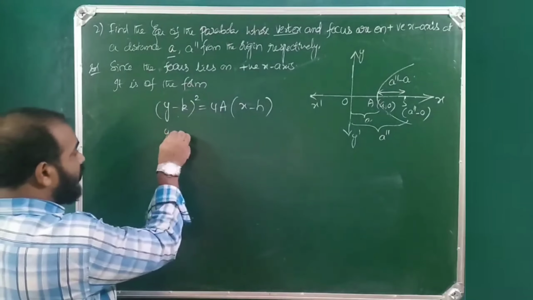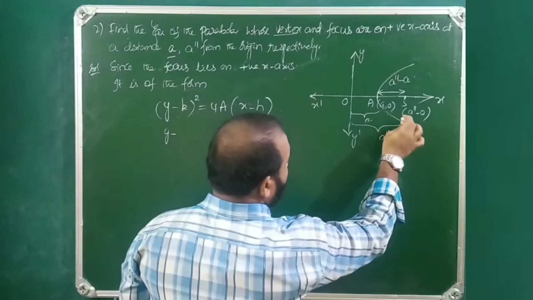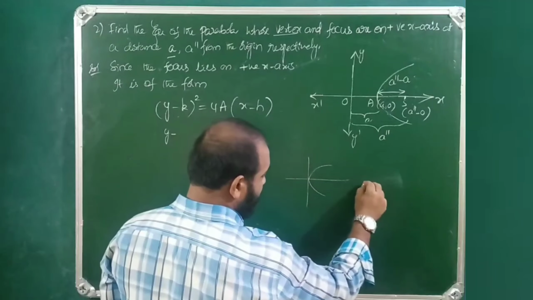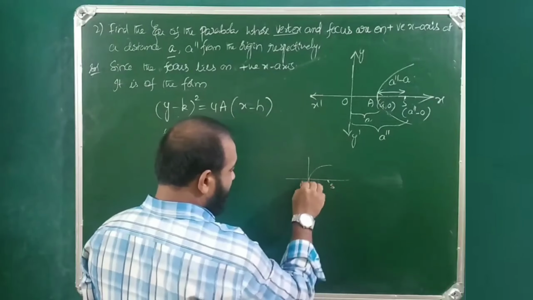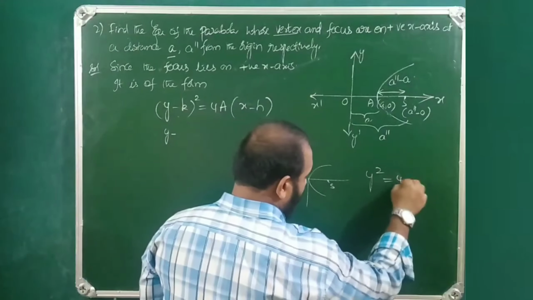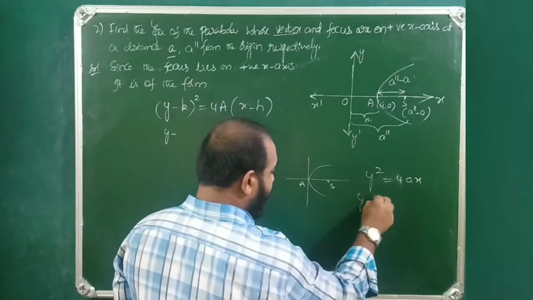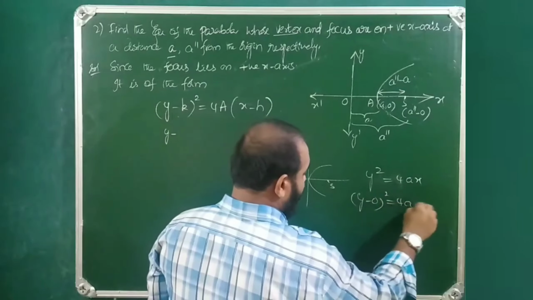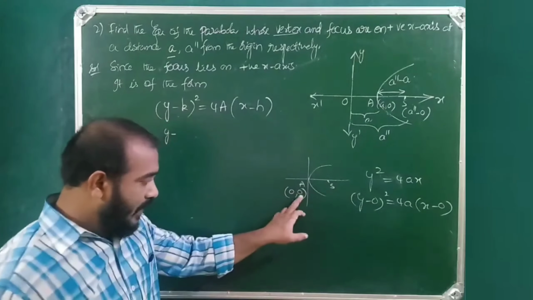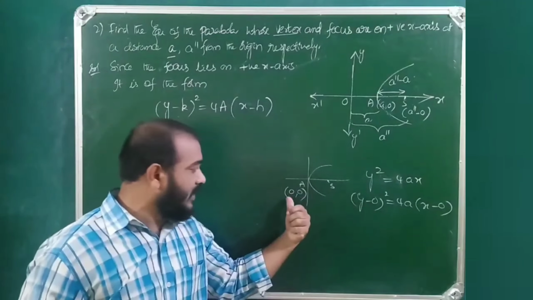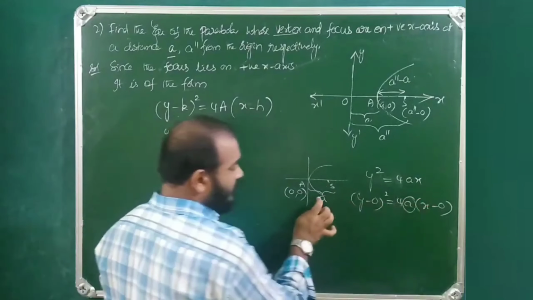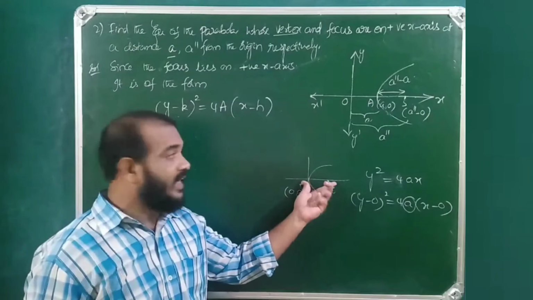So here, y minus, what is the vertex here? For this parabola, y square equals 4ax, how do we get this? (y minus 0) whole square equals 4a into (x minus 0). That means the vertex A here is (0, 0). So (y minus 0) whole square equals 4a into (x minus 0), with AS equal to small a, the distance between A and S.